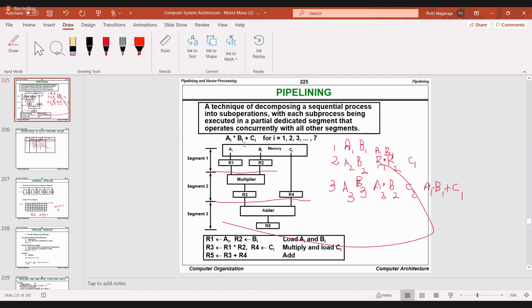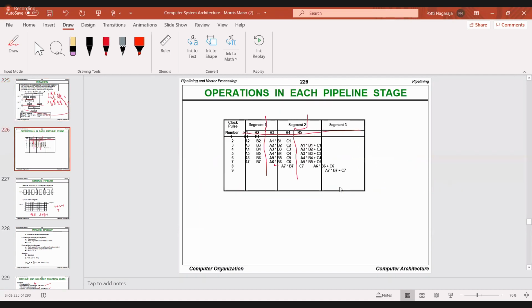The pipeline is nothing but a sequential process divided into sub operations, and we perform each sub operation individually for all segments. This is the example you are doing: ai into bi plus ci. There are 3 segments. In the first clock cycle I will do only segment 1, in the second clock cycle segment 1 and segment 2, in clock cycle 3 segments 1, 2 and 3. Like that it goes on. And the diagram is like this.